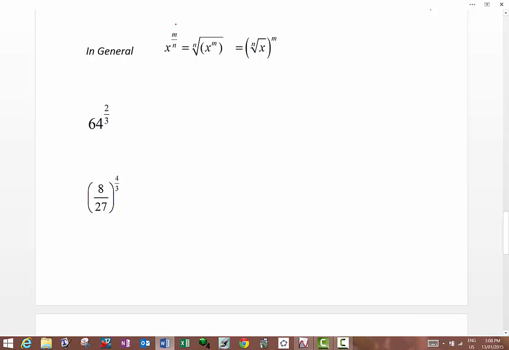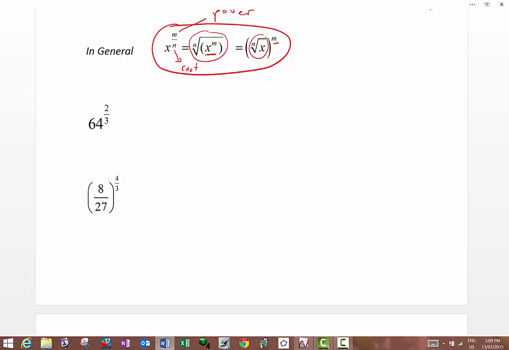So, in general, whenever we have fractional indices, the numerator always signifies the power, and the denominator in the fraction always signifies the root. It doesn't matter if we raise to the power first, then take the root, or take the root first, then raise to the power. Both are correct, but probably one way is much more obvious than the other way, depending on the numbers. For instance, let's have a look at 64 to the power 2/3.